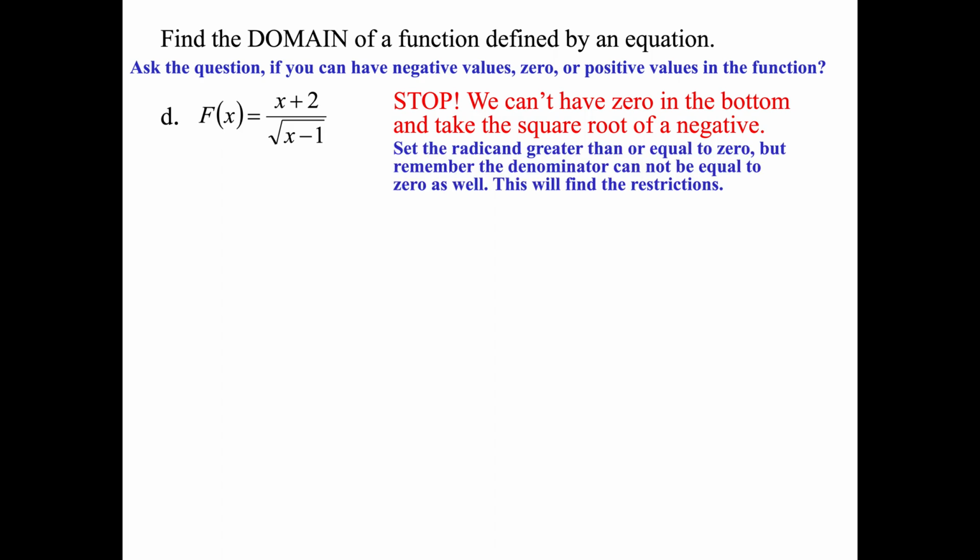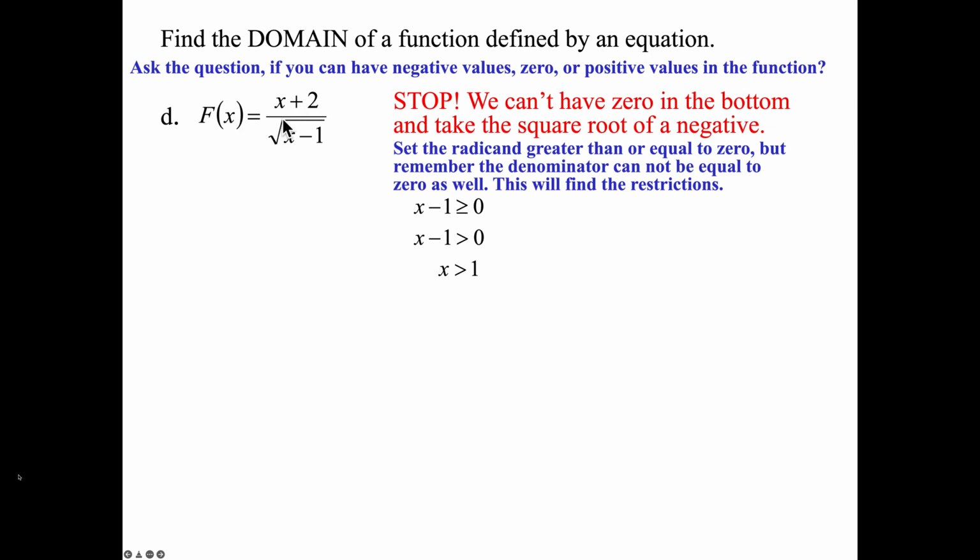So again, we're going to set the radicand x minus 1 greater than or equal to 0 and solve it for x. So I'm going to add over the 1. All right, and notice that there's no equal to line because since the square root is in the denominator, I cannot be equal to 0.